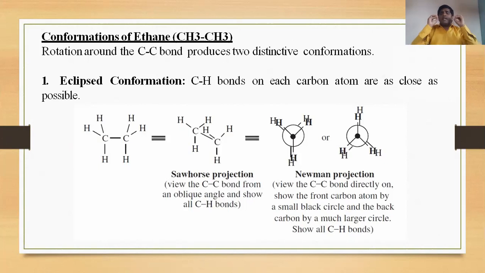Okay, Sawhorse and Newman projections are there. But how do you draw the Sawhorse representation? We know the structure of ethane. It is given here. You just see here, ethane. Ethane means two carbon atoms, one here and another here. Hydrogens are attached, but not at the tetrahedral bond angle.